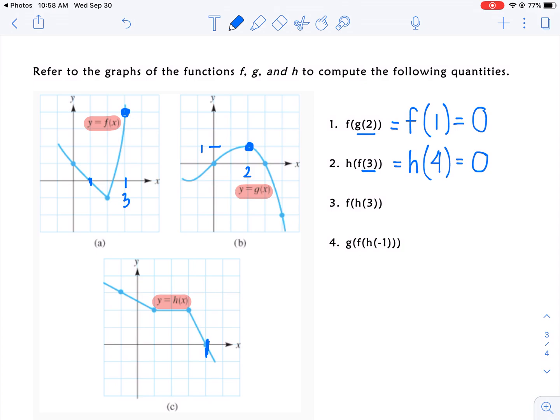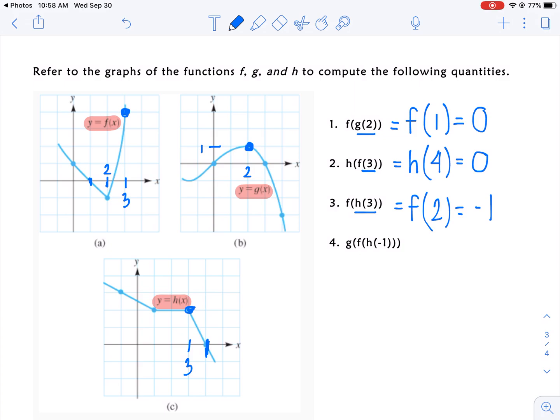Go to my h function. Again, we're doing number 3. Plug in 3. So in h, plug in 3. What comes out is 2. Working my way out, I'm now f of 2. So go to your f function. If I plug in 2, what comes out is negative 1.